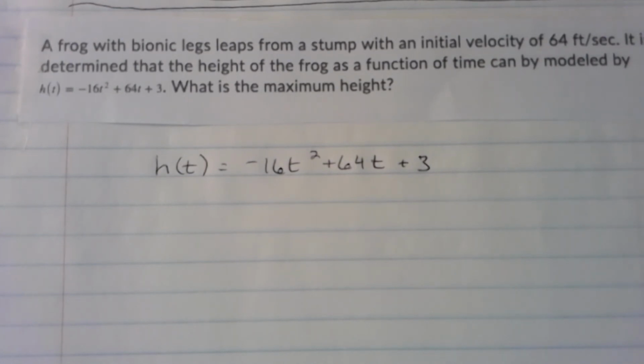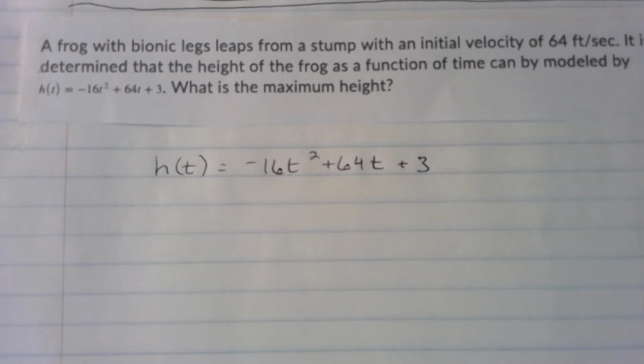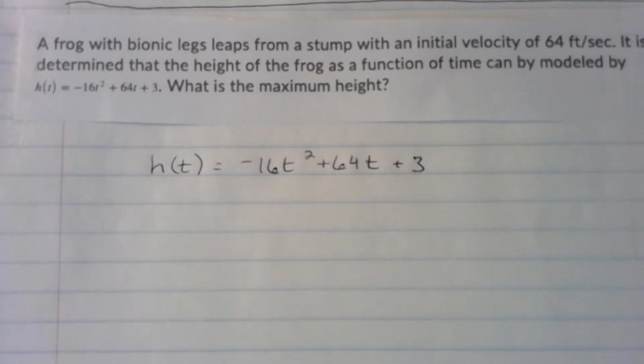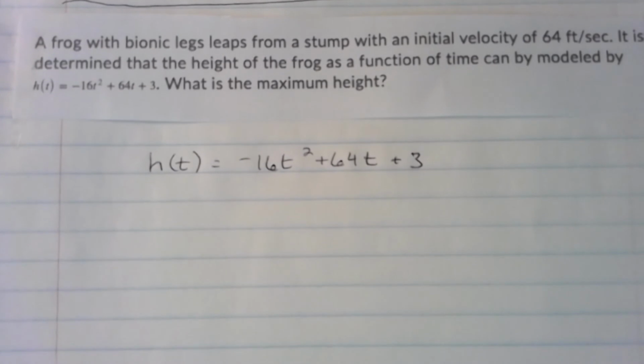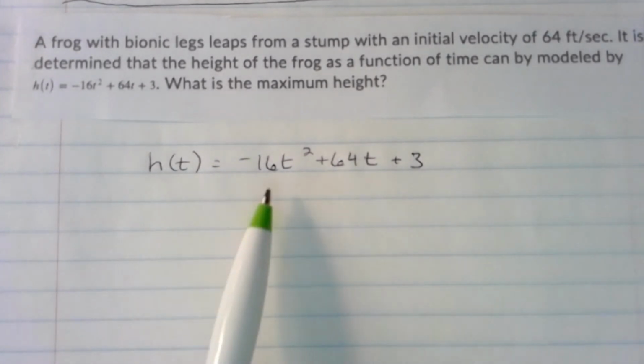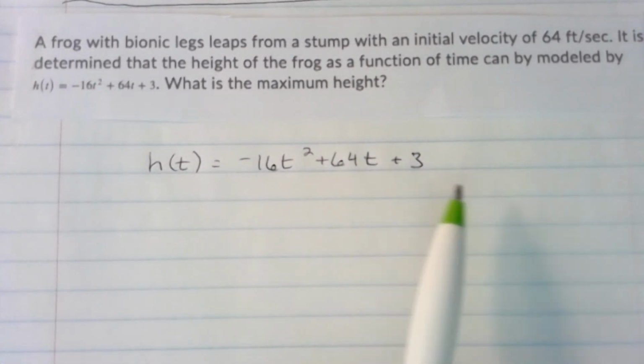So here we're going to determine a maximum height situation, a frog with a velocity of 64 feet per second. It is determined that the height of the frog as a function of time can be modeled by negative 16t squared plus 64t plus 3. Quadratic, it would be an upside down parabola.